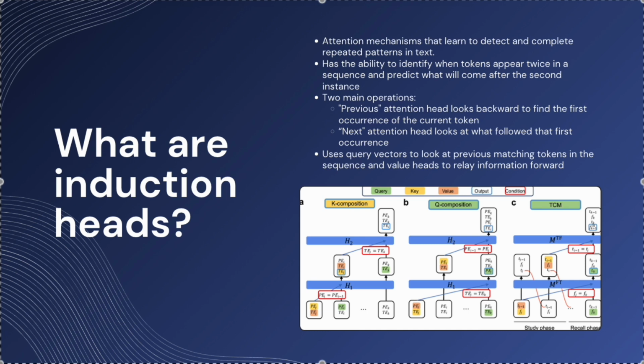It does this by performing two operations. First, the previous attention head looks backwards to find the first occurrence of the current token, and then the next attention head looks at what comes after it. It involves the use of query vectors to look back into the sequence and search for matching tokens. Then, it uses value vectors to relay the information forward and encode information about what follows each token. When a match is found, the head can use the stored next token information to make its predictions.